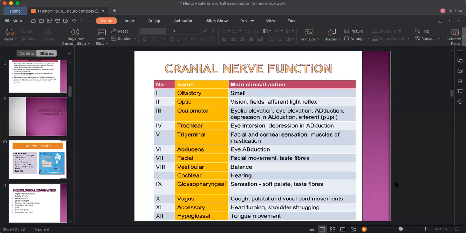Gag reflex we say, because if we touch the posterior pharyngeal wall, there is a sensation of gag. The whole pharynx tries to be elevated up, and the patient wants to vomit. This is called gag reflex. This is a function of ninth cranial nerve. Posterior one-third of the tongue regarding the taste sensation is also by ninth cranial nerve. So these are the functions. Now, what about the 10th cranial nerve or the vagus nerve? The main clinical actions of the vagus nerve are cough reflex, palatal and vocal cord movement. All of these are done by vagus nerve.